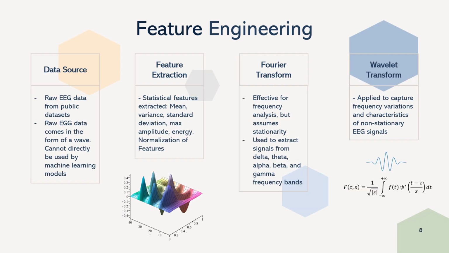So the first step in my project is feature engineering. Raw EEG data comes in the form of a wave, which machine learning models and techniques cannot directly use. Therefore, I've extracted statistical features such as mean, variance, standard deviation, amplitude, and energy. I've also used Fourier transform and wavelet transform to capture the frequency bands of the EEG data. And in total, I've extracted up to 15 features.